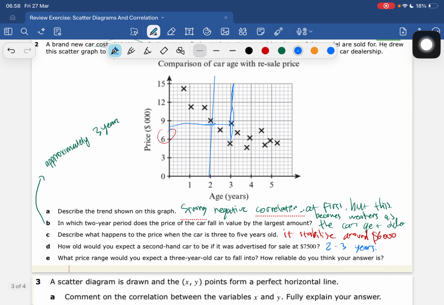What price range would you expect a 3-year-old car to fall into? At 3 years, the range is from about 5,000 to $9,000. How reliable do you think your answer is? Actually, this is not very reliable, as there is limited data from only one dealership.